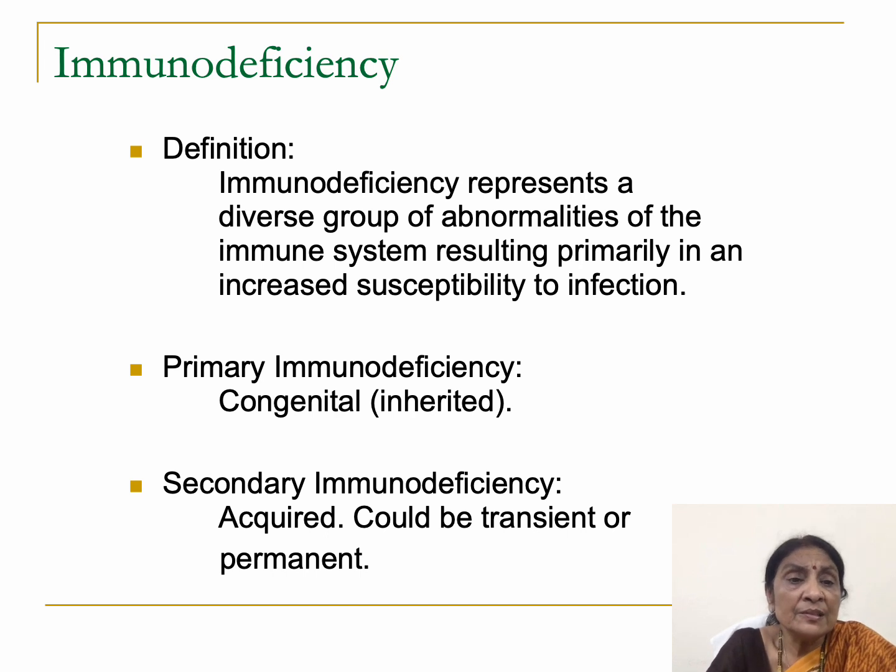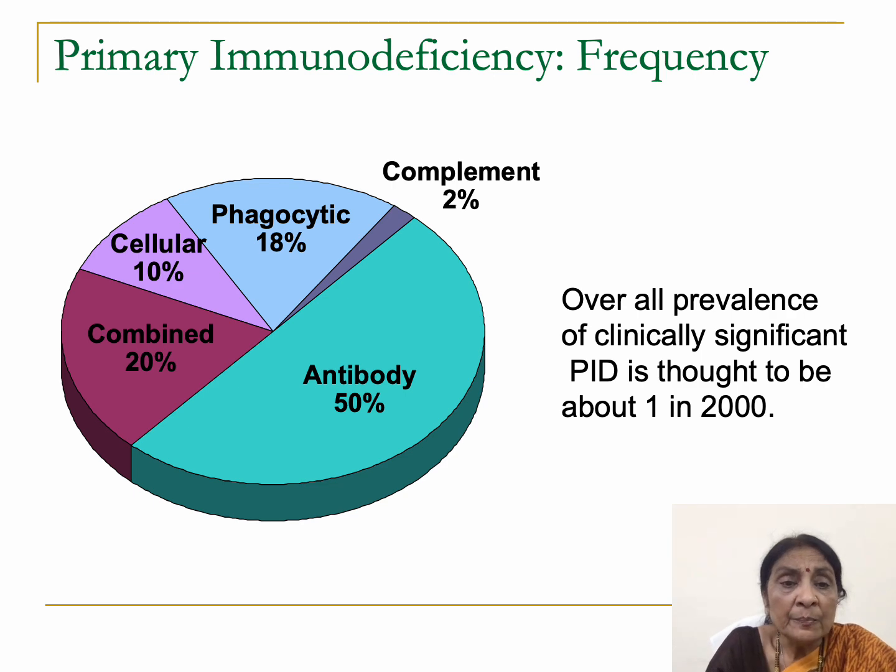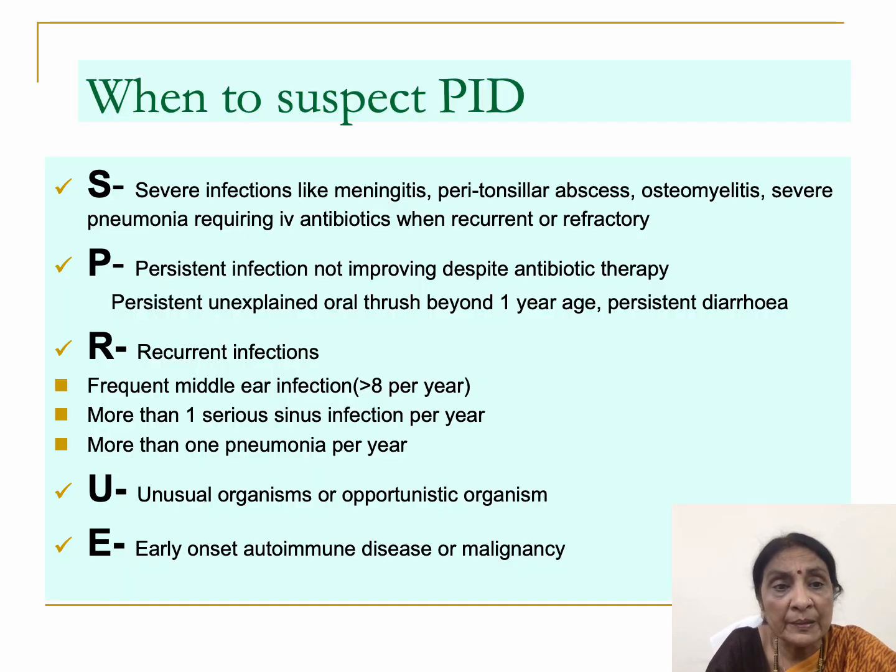Now, immunodeficiency represents a diverse group of abnormalities of immune system resulting primarily in increased susceptibility to infection. It could be primary, congenital, inherited, or secondary, acquired, could be transient or permanent. Now, the primary immune deficiencies overall, the clinical significance incidence is thought to be 1 in 2000. 50% are due to antibody defects, 20% combined, 10% cellular, 18% phagocytic defect, and 2% complement defect.